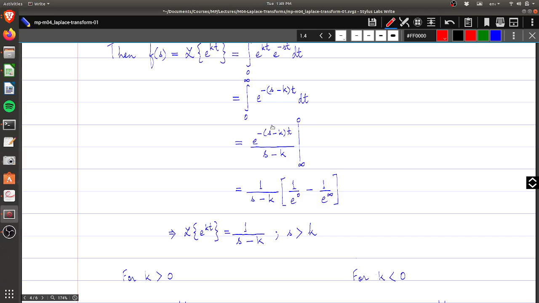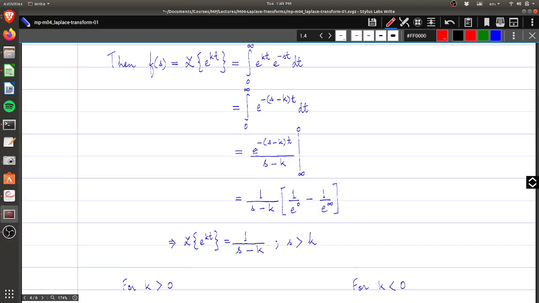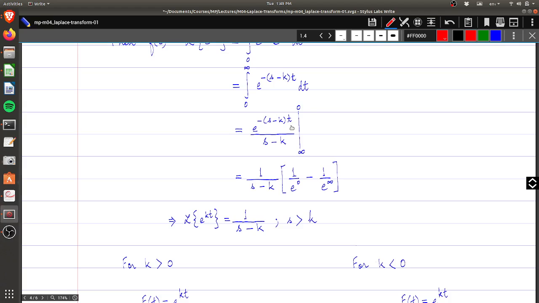Of course there will be a minus sign, same reason as before, provided we have the lower limit 0 and upper limit infinity. But you can notice here I have swapped the limits, so I have absorbed that minus sign inside, which is why we don't have a minus sign here. Then I can take 1 by s minus k common, and substitute t equal to 0 and t equal to infinity. So this is what we get.